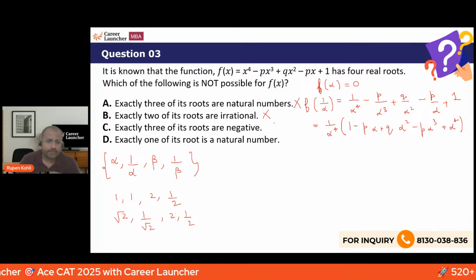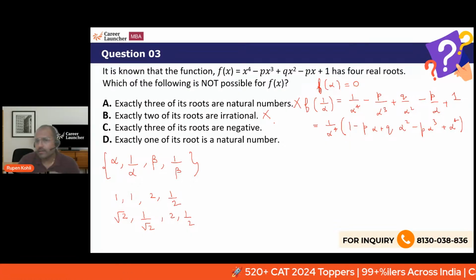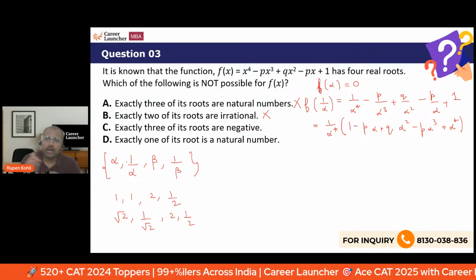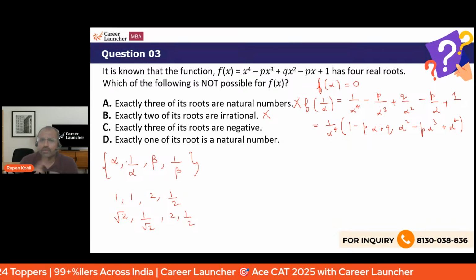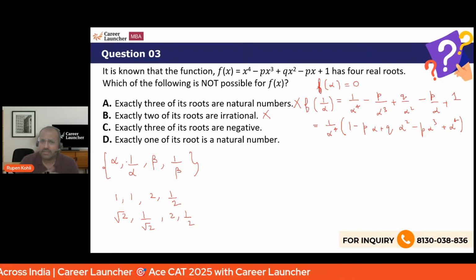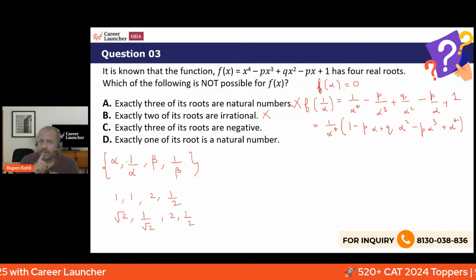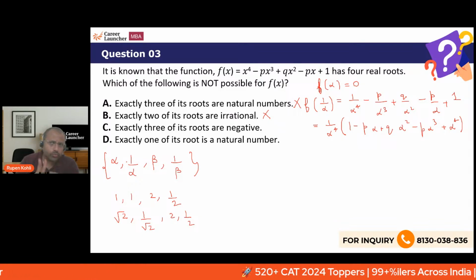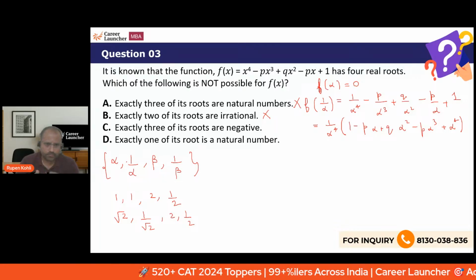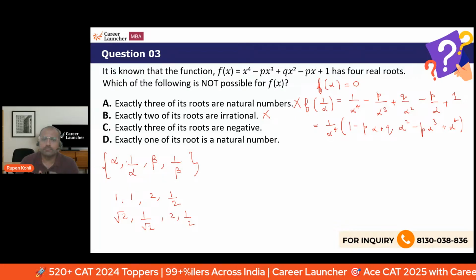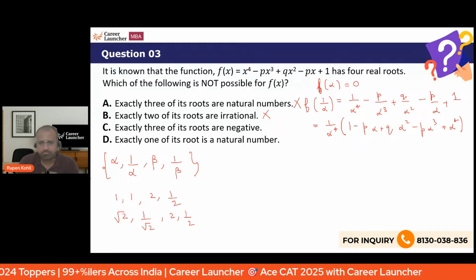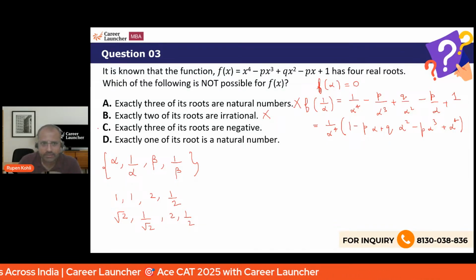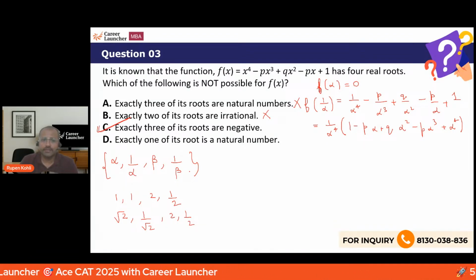Exactly 3 of the roots are negative. Now this might be something which might get difficult to attain, isn't it? Because a number and its reciprocal are always of the same sign. So if alpha is negative, 1 by alpha is for sure negative, right? It means that either 2 roots can be negative or 4 or none. But 3 roots being negative, not possible. That's the correct choice. For sure, right?